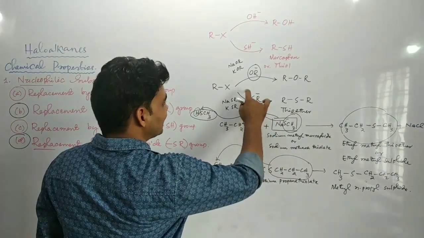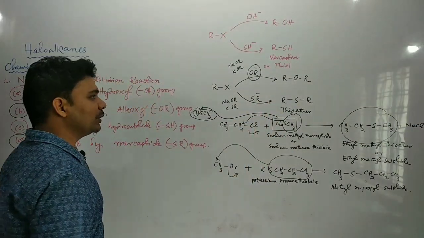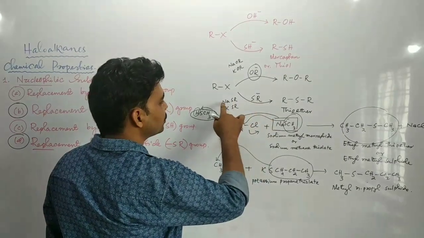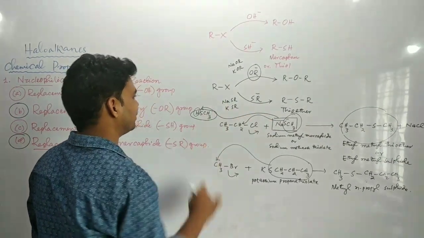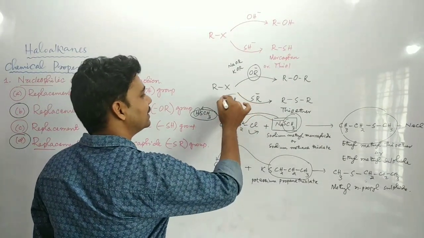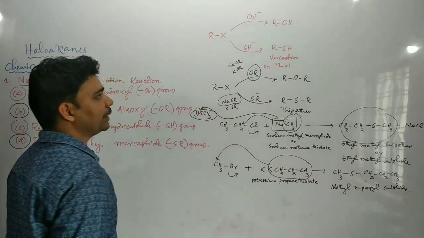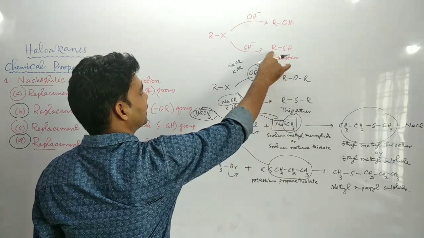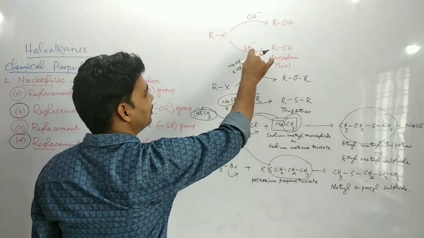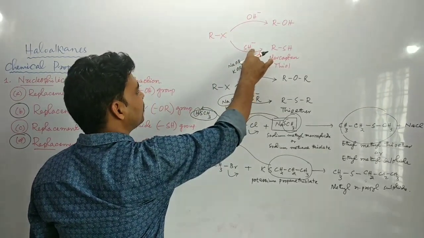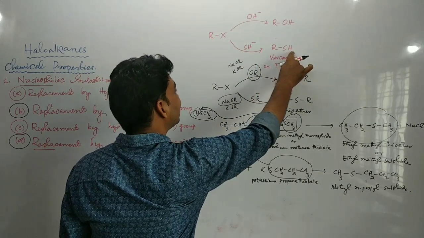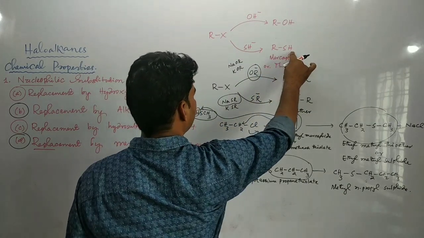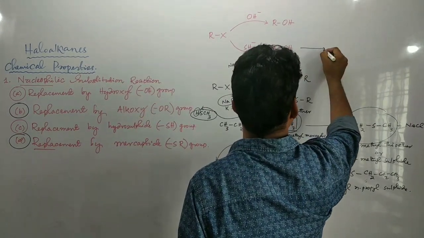The nucleophile is mercaptide. In order to get the mercaptide, we use sodium mercaptide or potassium mercaptide, and these mercaptides are obtained from mercaptan. This is mercaptan. When alkyl halide is treated with hydrosulfide ion, mercaptan is obtained.